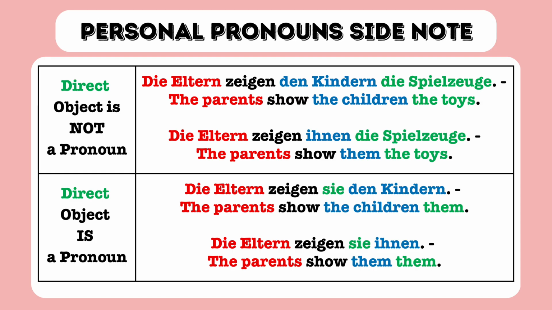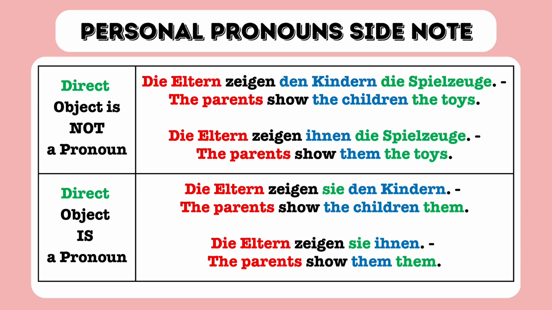If the direct object is a pronoun, for instance the second two examples here, you have to use the direct object first and then the dative one. Die Eltern zeigen sie den Kindern. The parents show the children them. Sie in this sentence is referring back to die Spielzeuge, but because it's a pronoun and it's the accusative object, we have to put that before the dative object.